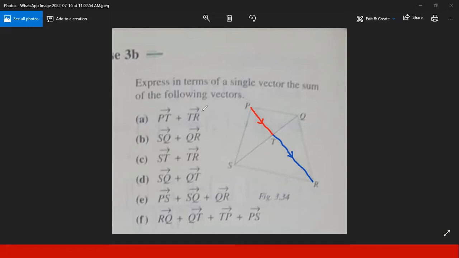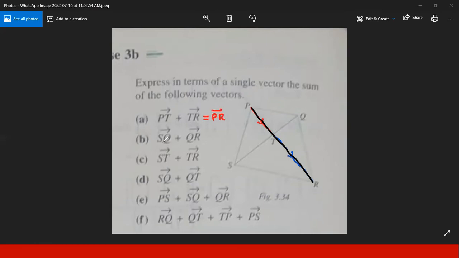We have fulfilled the conditions for the addition of vectors. So the shortest path, the final path, is from P to R. This one is the resultant. The resultant is PR.